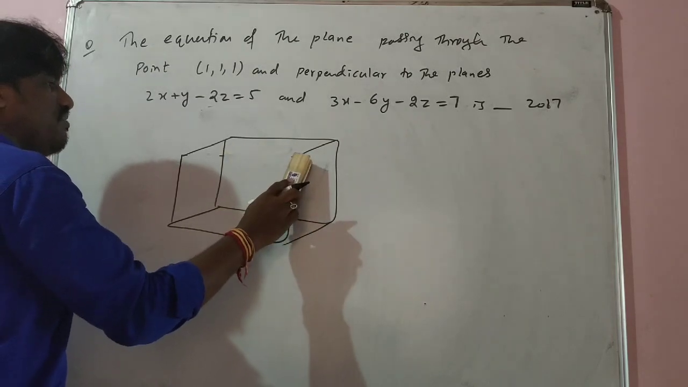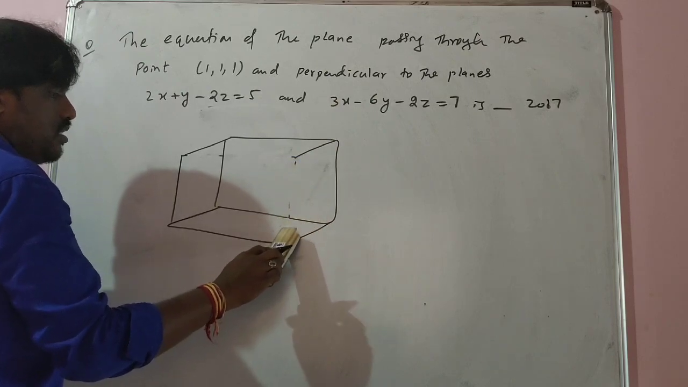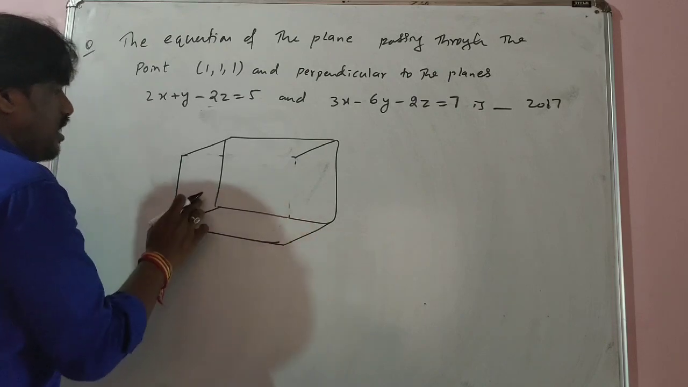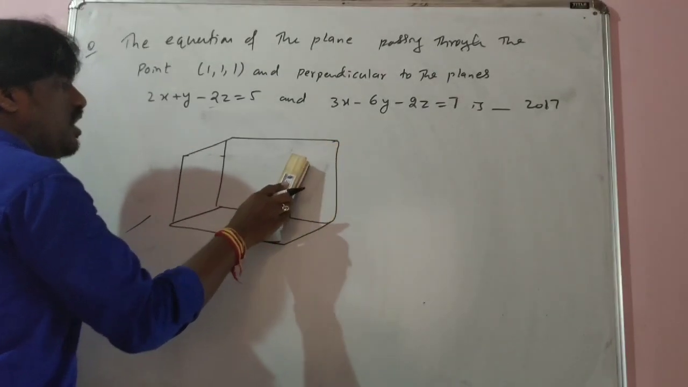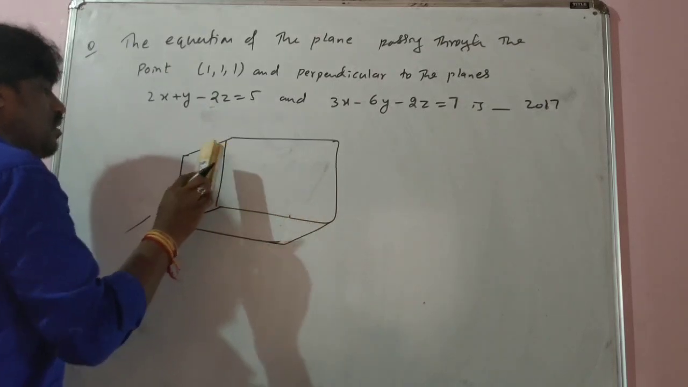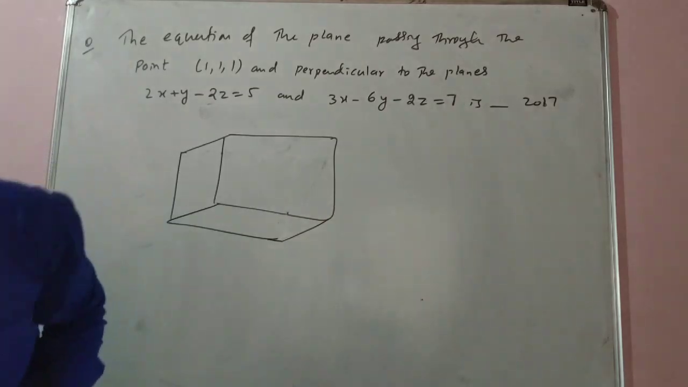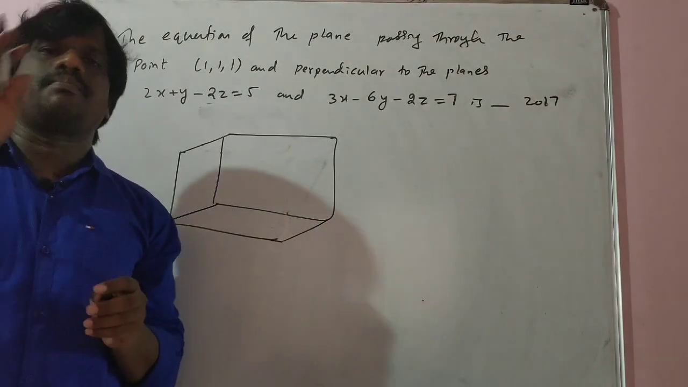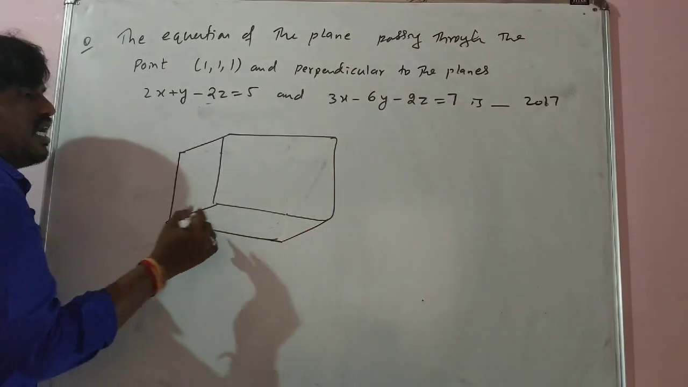So what is given here: they have given this down plane, and they have given this plane and this plane, and you have the three planes. Now you can see it in this way on the board, otherwise the way which I have shown is the proper way.